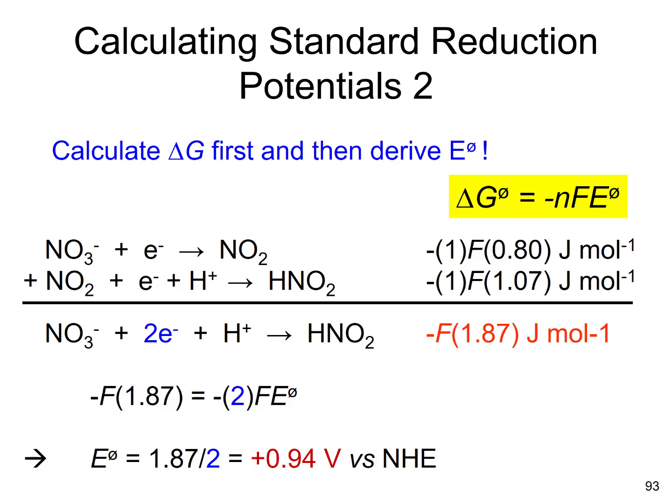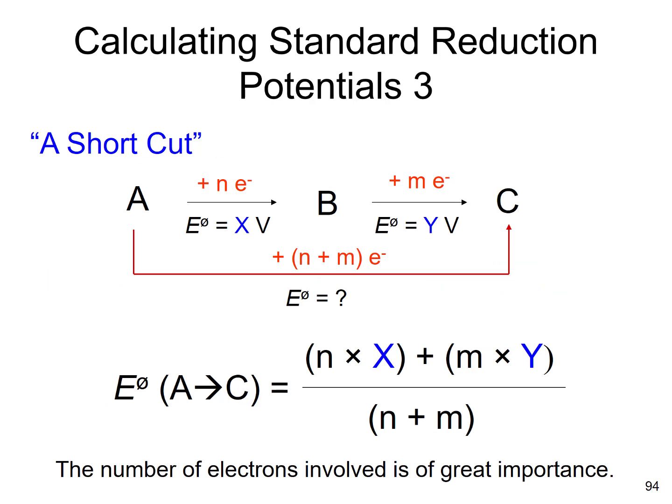However, you can have a simpler way of doing that, and that brings us to the so-called Latimer diagram, which you can consider a shortcut to calculate such redox potentials. Imagine a process involving a species A, which will be reduced to species B by an n number of electrons, and that process involves a certain potential. And further, B can be reduced by m electrons to species C, again involving a second potential.